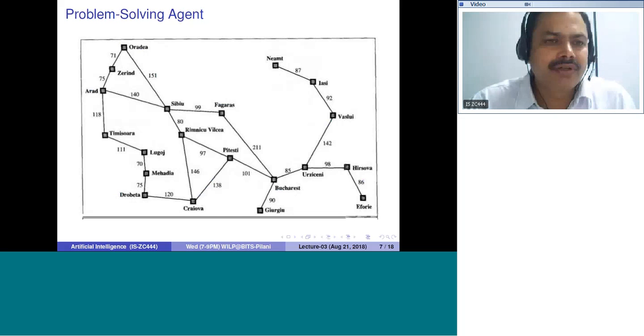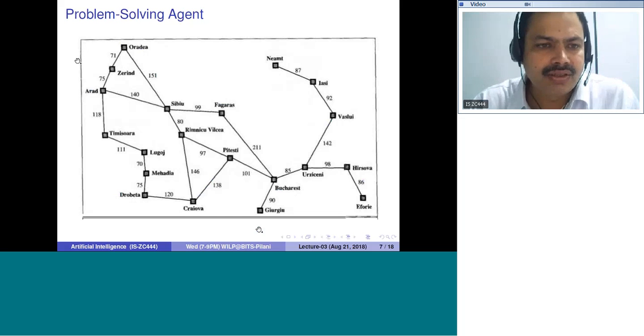Let's assume that this particular map is given to you, and here is Arad. Where is Bucharest? Here is Bucharest. So you want to reach this particular location. Alright, 3 roads are there: Zerind, Sibiu and Timisoara.